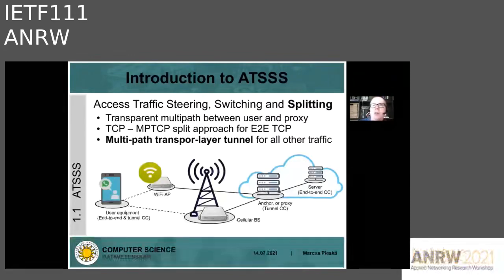This multipath architecture goes by the name of Access Traffic Steering, Switching and Splitting, or ATSSS, and is supposed to offer transparent multipath support. This multipath framework would allow for the simultaneous usage of cellular networks with other wireless access, such as Wi-Fi. For TCP, the idea is to enable this by splitting the end-to-end TCP into regular TCP between the server and a proxy, and multipath TCP between that proxy and a user. For non-TCP traffic, a transport layer multipath tunnel may be used instead.